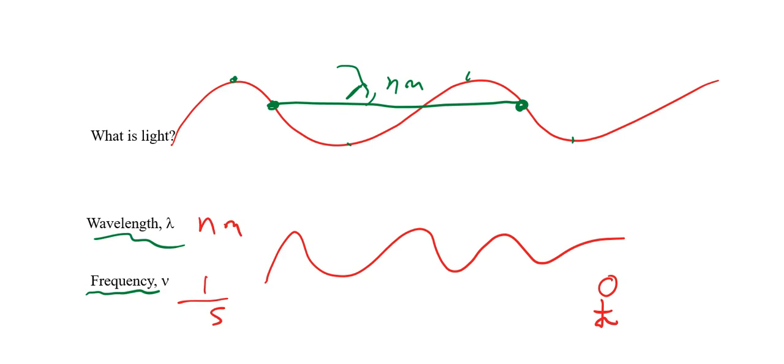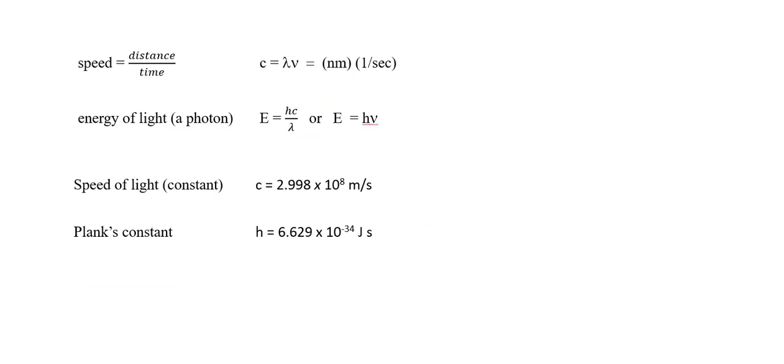Cool? All right. Since we have per second and nanometers, what we have is distance divided by time. We call that speed. The speed of light in a vacuum is a constant. That is 2.998 times 10 to the 8th meters per second. Speed of light will vary depending upon the medium, but we're just going to use the speed of light in a vacuum as our constant.